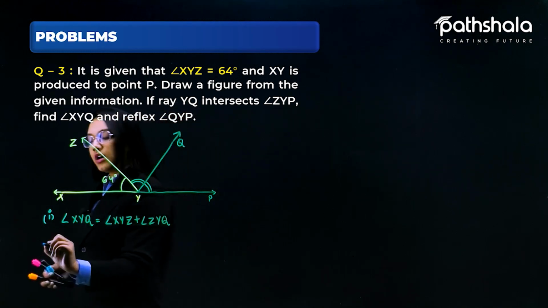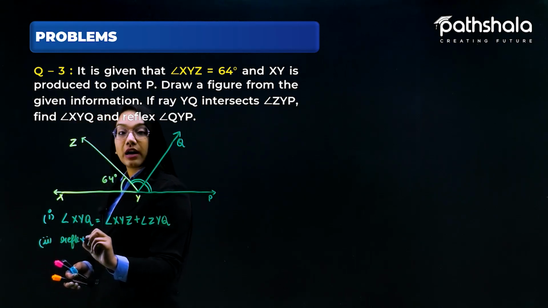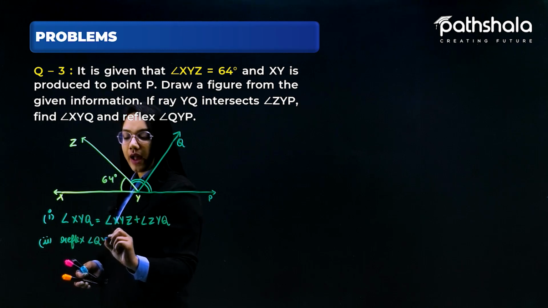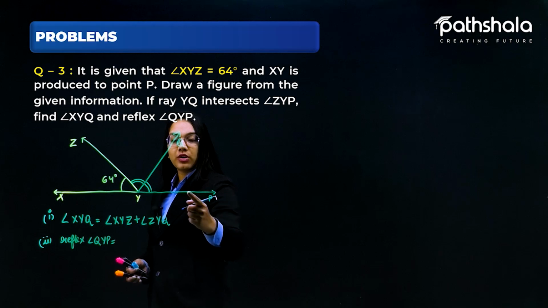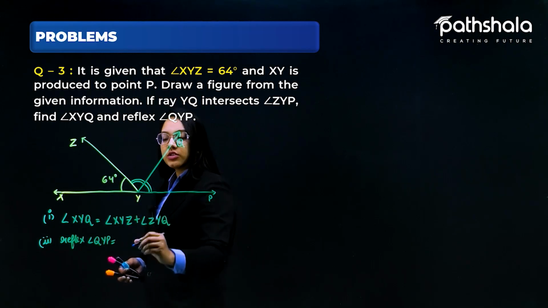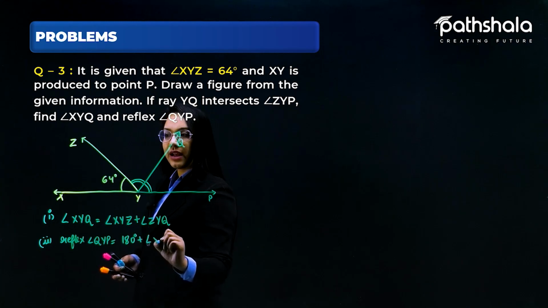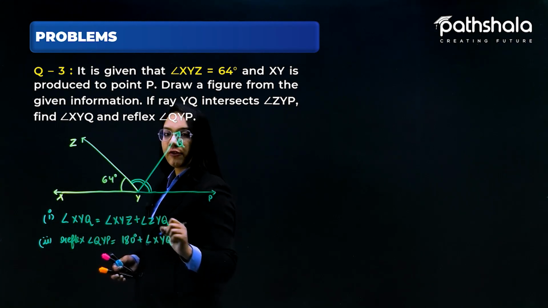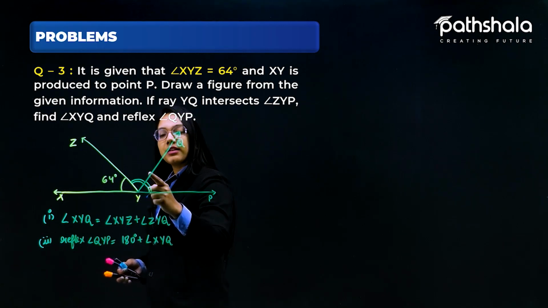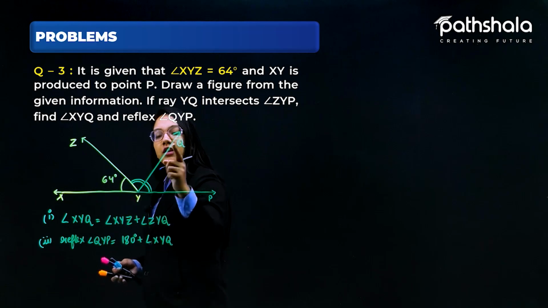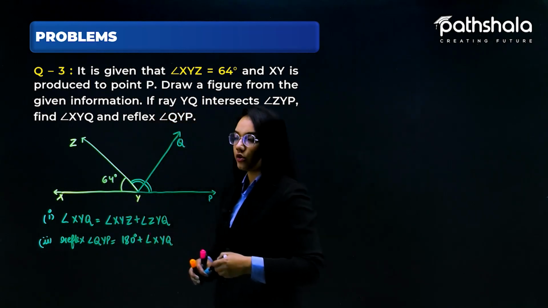Further, for the second part, we have to find the reflex angle, that is angle QYP. Reflex means the sum of all this. So this is equal to 180 degrees, you can see all by yourself, plus angle XYQ. So the reflex of this angle is this whole angle. It is the sum of this angle, XYQ, plus this straight angle, which is 180 degrees. So let's find out these two parts.